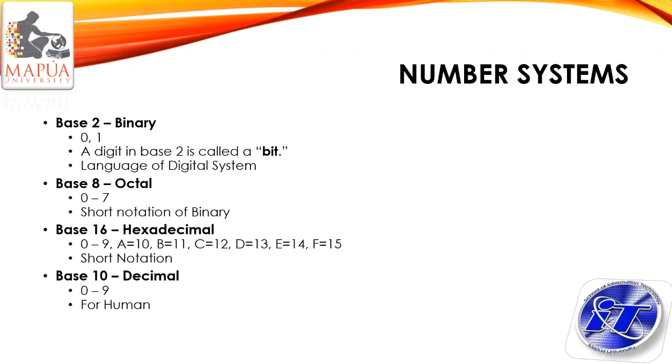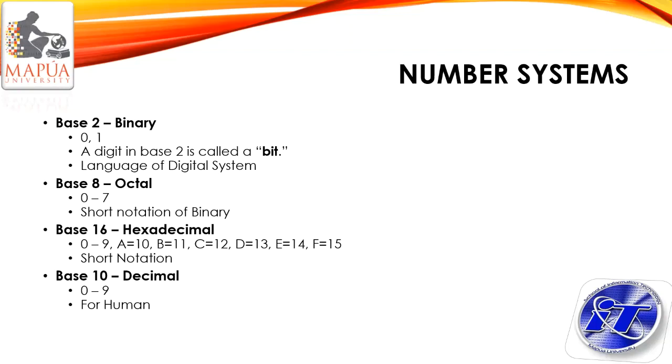So we have four number systems used in digital system. Four basic: base 2, base 8, base 16, and base 10. So again, base 2 is binary. We have two status, 0 and 1. And each digit in binary, we call it a bit. And again, binary is the language of digital system. Every data will be transformed to binary.